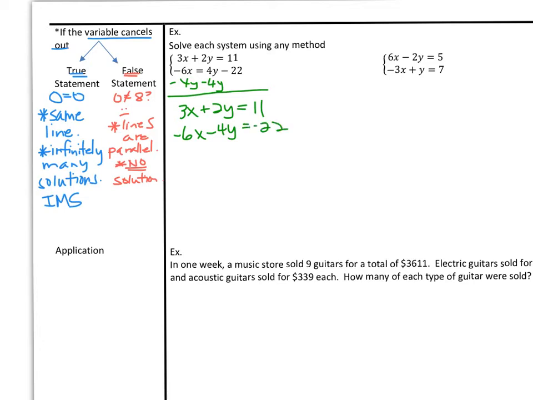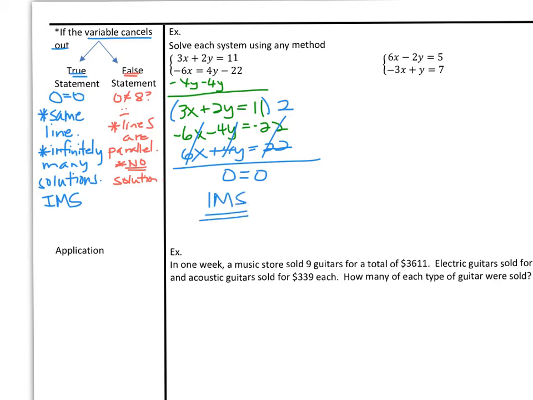Trying to get x or y by itself, I notice that if I multiply that top row by 2, my x's will cancel out. I'll have positive 6x plus 4y, but I also get positive 22 on the right. So what ends up happening is not only do the x's and y's cancel, meaning we have 0 left over, but on the right we have 0 as well. And because of that, we know that that would be the same line, meaning there are infinitely many solutions to that system. That's what you'd want to write out.